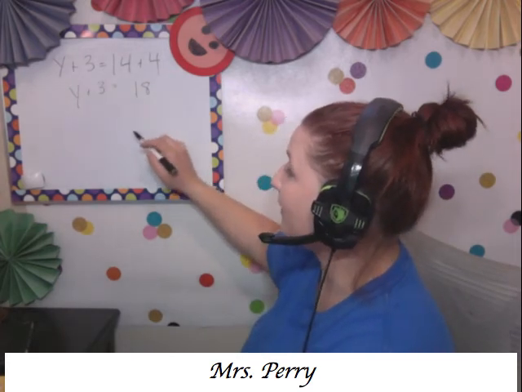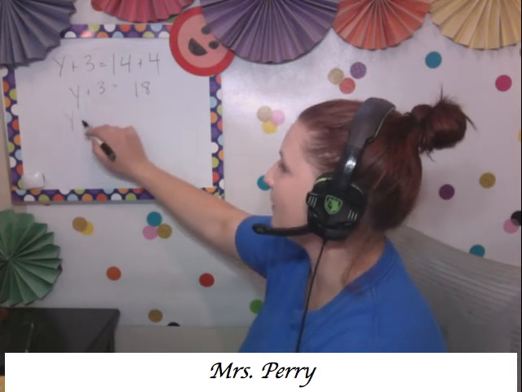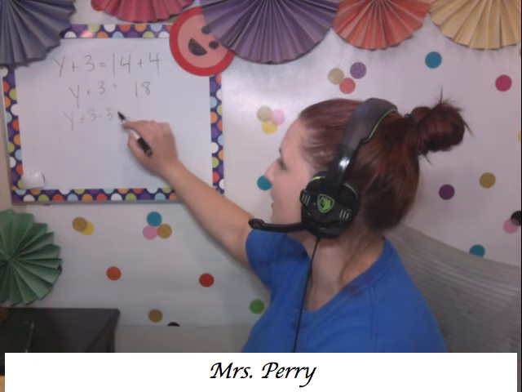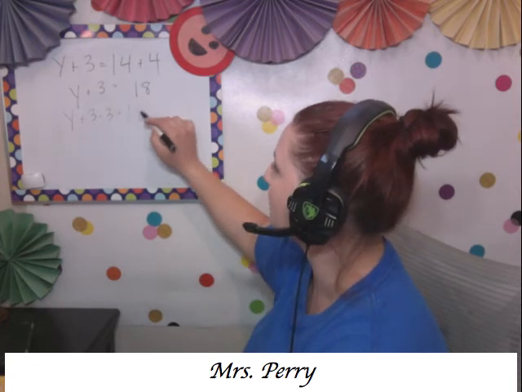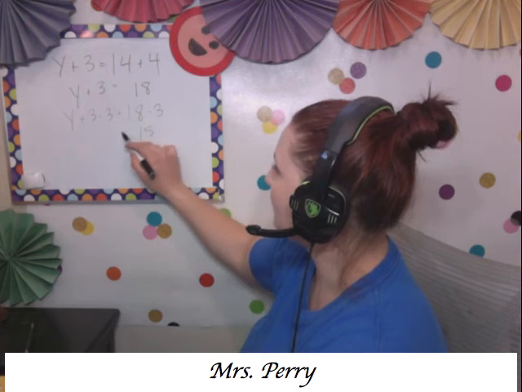All right, now we want to get that 3 over to the other side. So to do that, we need to minus it. Y plus 3 minus 3. And what you do on this side, you have to do on this side. Now we know this is 15 equals y.